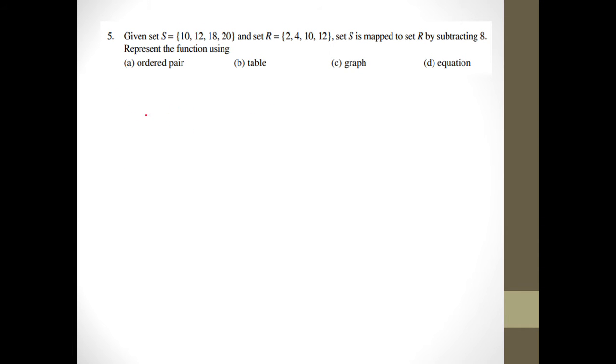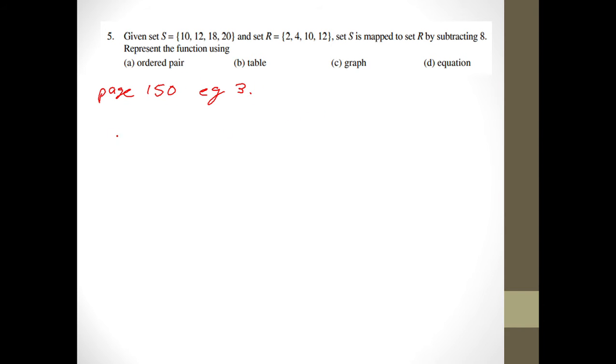For ordered pairs, number 5, given that the set S is 10, 12, 18, 20 and set R is 2, 4, 10, 12, and the relation maps S to the set R by subtracting 8 from S. For this question you can refer to page 150. Please look at example 3. If you follow the question, you're able to answer this question.